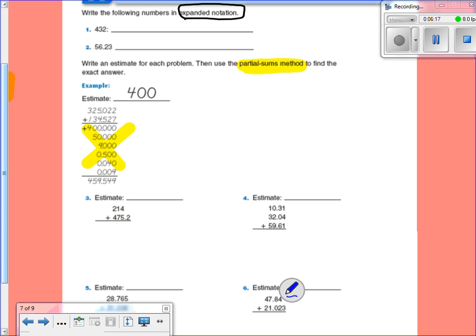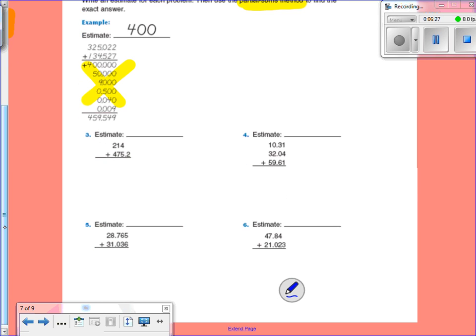But they do want you to estimate, okay? When you're estimating, you're getting as close as you can to the actual answer. First of all, by each one of these, I want you to estimate. And then I want you to solve.